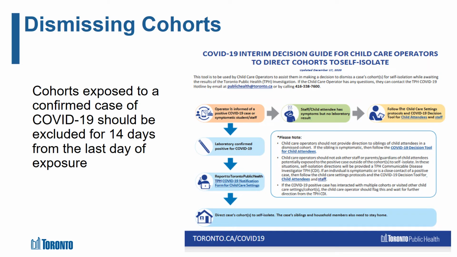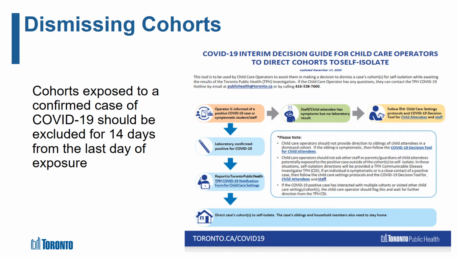This slide speaks to cohorts identified as close contact of someone with COVID-19. Childcare staff, students, and children exposed to a confirmed case of COVID-19 must be excluded from the childcare setting for 14 days from the day of their last exposure. This includes the cohort and anyone who has come into contact with the individual with the confirmed case of COVID-19. For example, a staff who works in the room to cover lunch breaks.